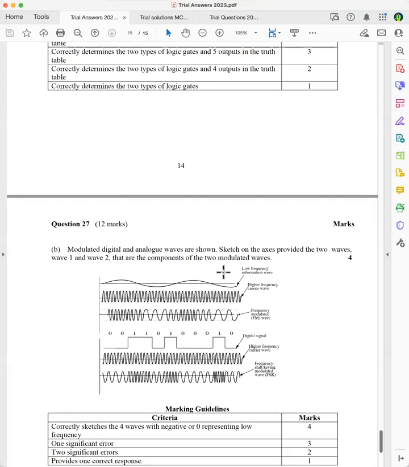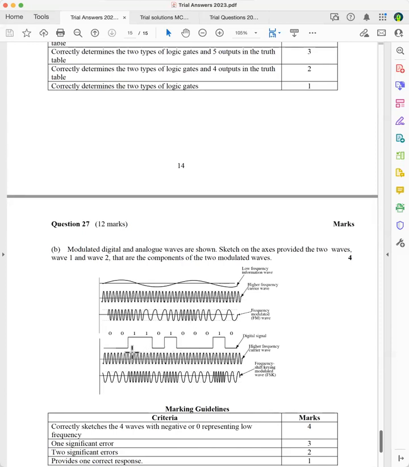Sketch on the axis provided the 2 waves, wave 1 and wave 2, that are components of the 2 modulated waves. So you had to draw the signal wave, and you draw the carrier wave. And the carrier wave was modulated with FM, frequency modulation. And so you had to put where it's negative there, you had to put low frequency, where it's positive there, you had to put high frequency.